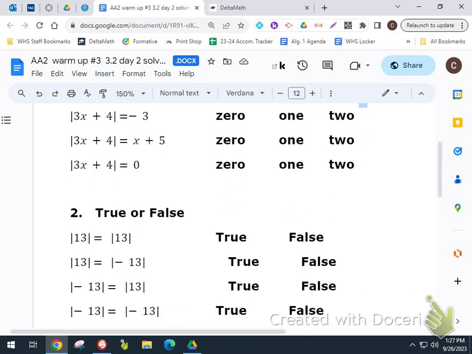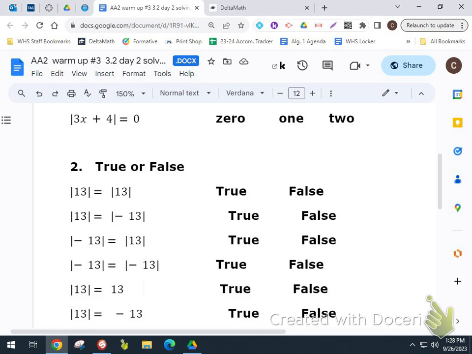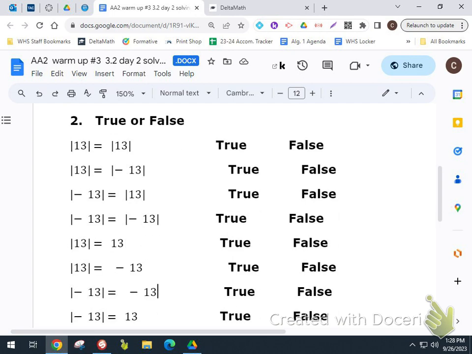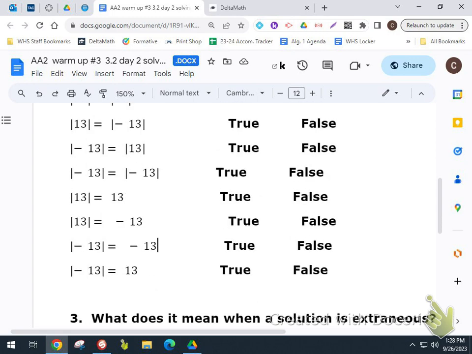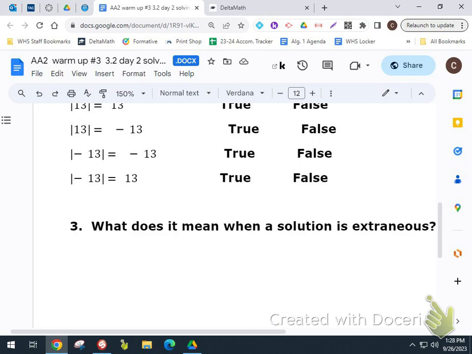Okay, true or false? Absolute value of 13 equals absolute value of 13. True. What about this one? True. What about this one? True. Next. True. True. False. False. True. Okay.